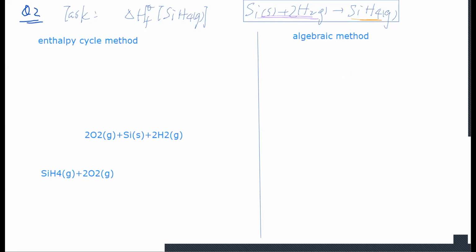Bravo. Hey, wait, how about the others? 3 minutes have passed, but it seems nothing, right? So you may see this one, the enthalpy cycle method. You may write down this. How about the arrow? You don't have any arrow, right? How about the arrow?